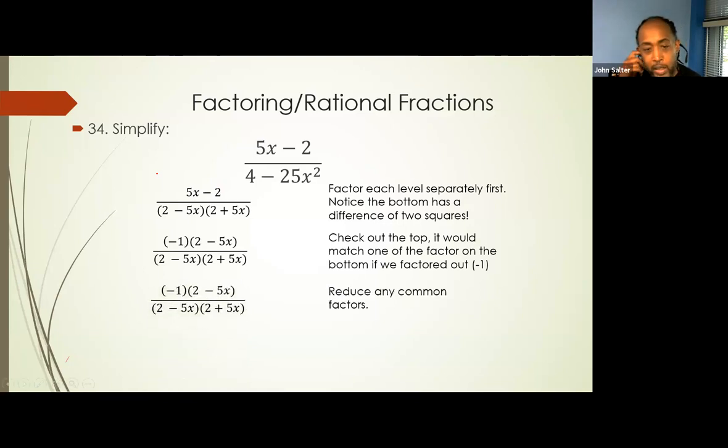Now I can do some factoring. And when I do that, my common factors are that 2 minus 5x. And when I get rid of them, I'm left with a -1 on top and 2 plus 5x at the bottom. And so that's my answer. Factor the bottom, see if there's anything in common on top, and go from there.